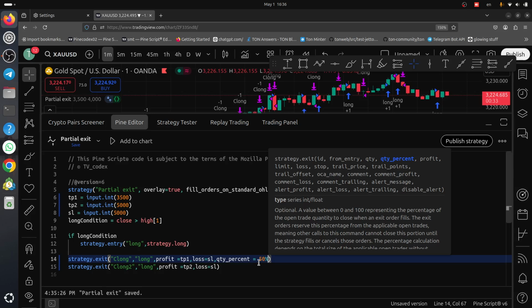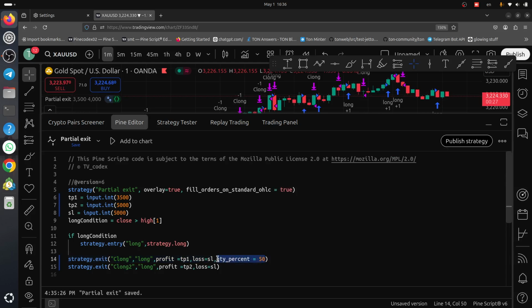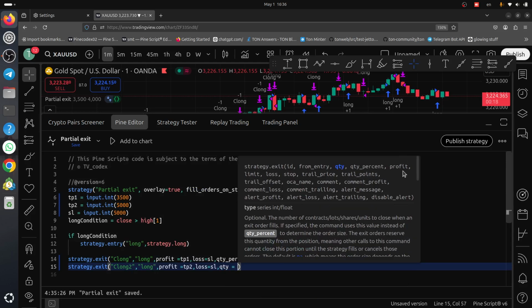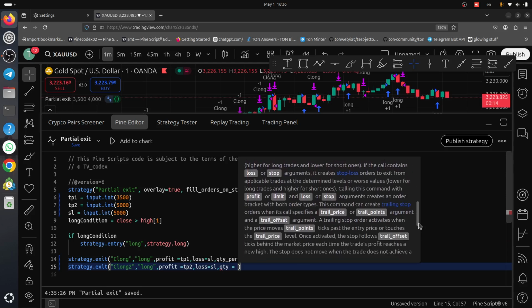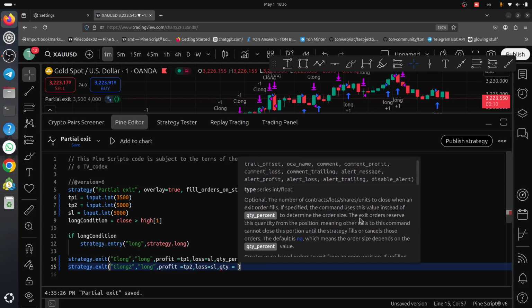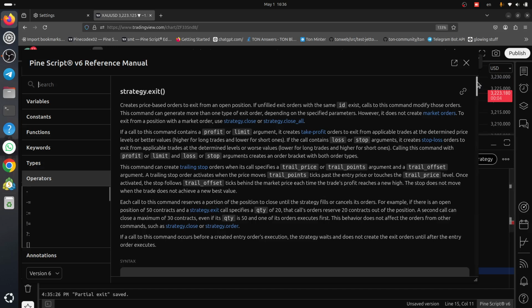Also we use qty_percent. No need to add a percent symbol here, it is enough. It will close 50% on this price. And also here we write qty_percent, and the default value is... Question is whether the default is 100 or 1.